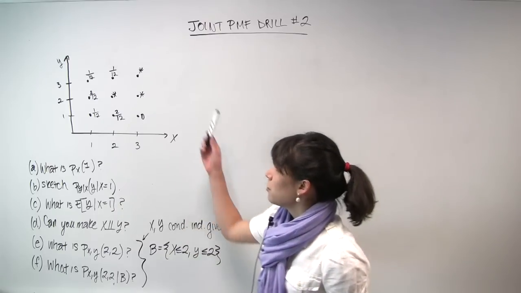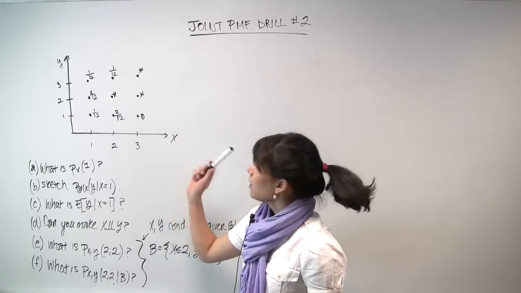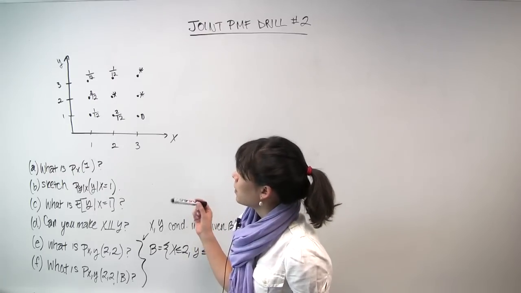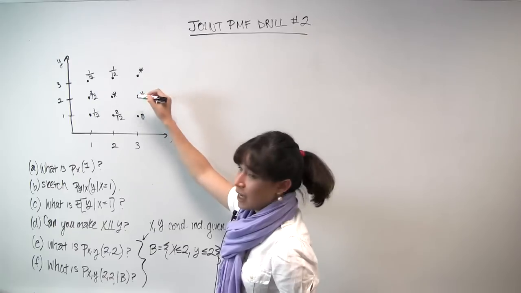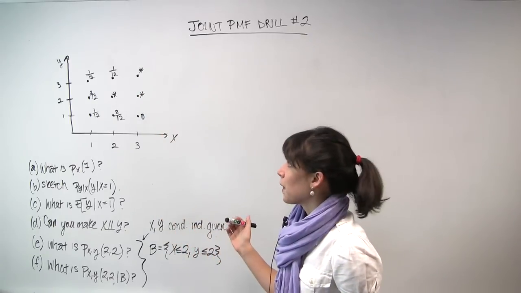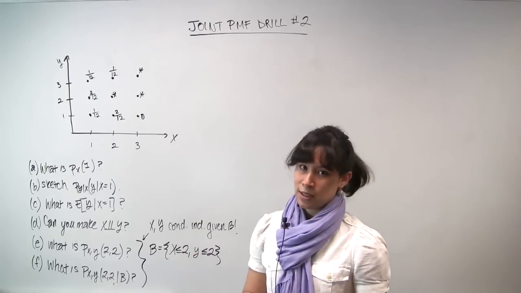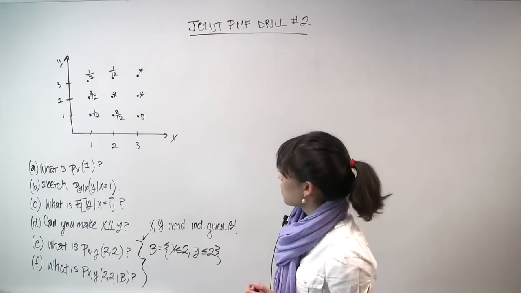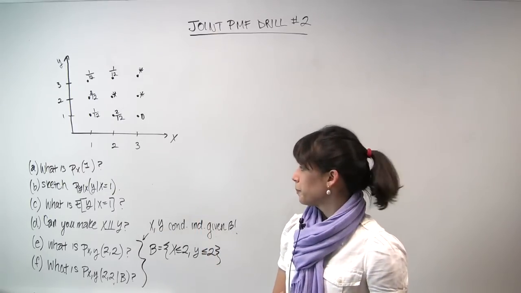So just to go over what I've drawn here, we are given an XY plane, and we're told what the PMF is, and it's plotted for you here. What these stars indicate is simply that there is a value there, but we don't know what it is. It could be anything between 0 and 1. And so we're given this list of questions, and we're just going to work through them linearly together.